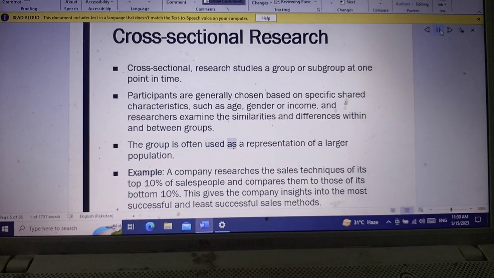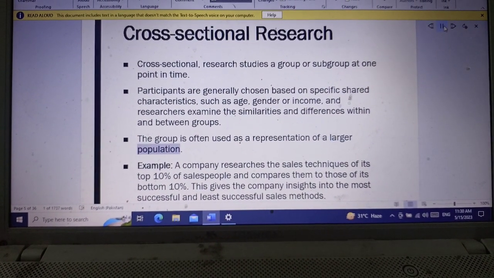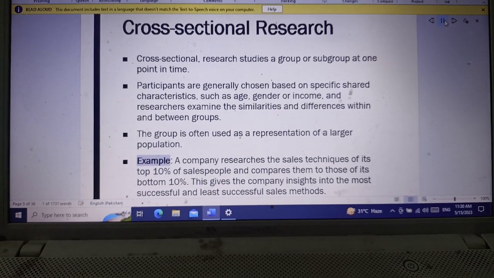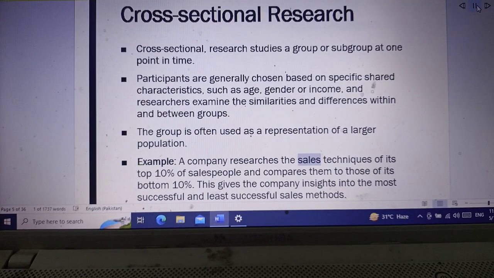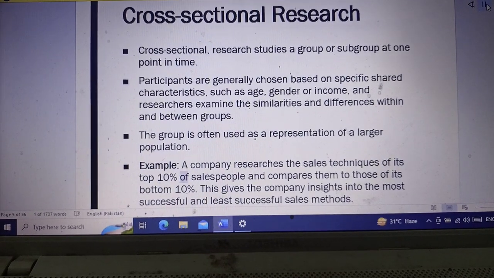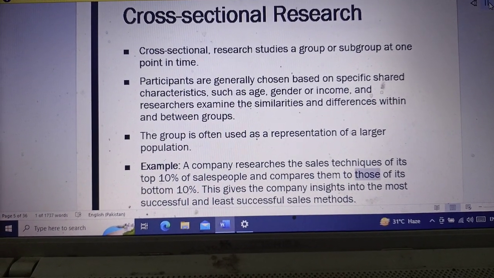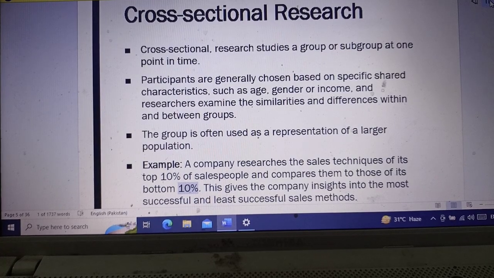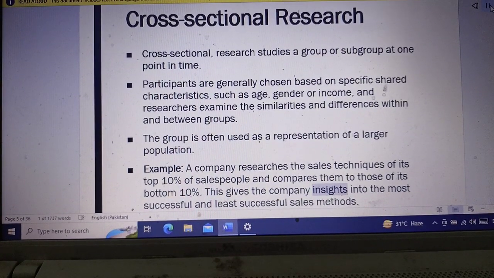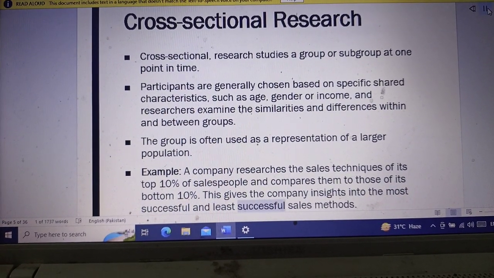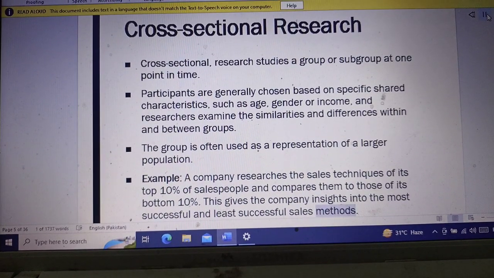The group is often used as a representation of a larger population. Example, a company researches the sales techniques of its top 10% of salespeople and compares them to those of its bottom 10%. This gives the company insights into the most successful and least successful sales methods.